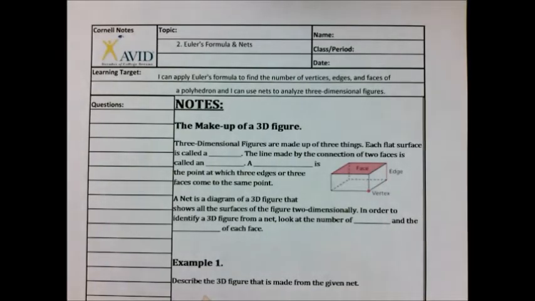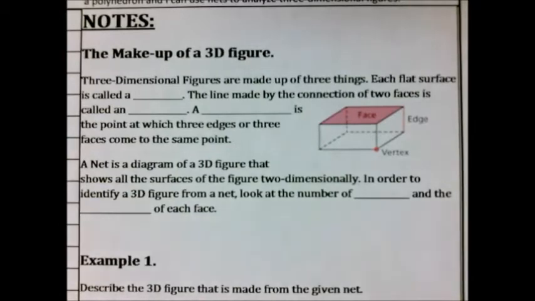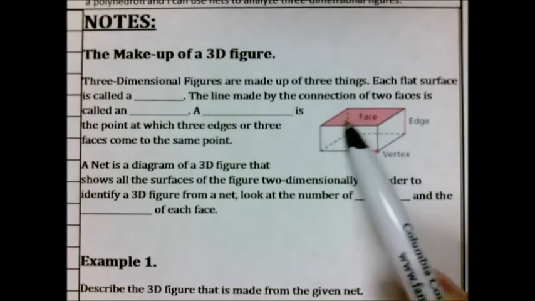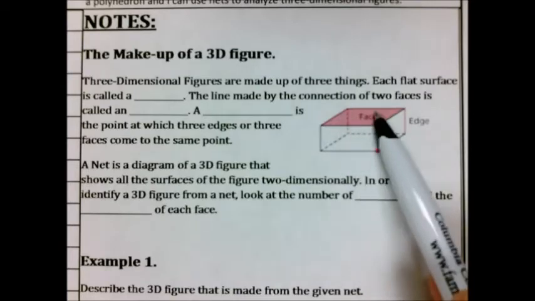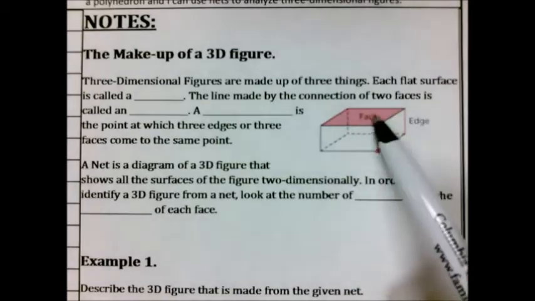Alright, let's go. So before we begin on any of this, we're going to first talk about what the makeup is of a three-dimensional figure, okay? Three-dimensional figures are made up of three different things. Each flat surface in a 3D figure is called a face. We can see right over here each three-dimensionally flat surface is called a face.